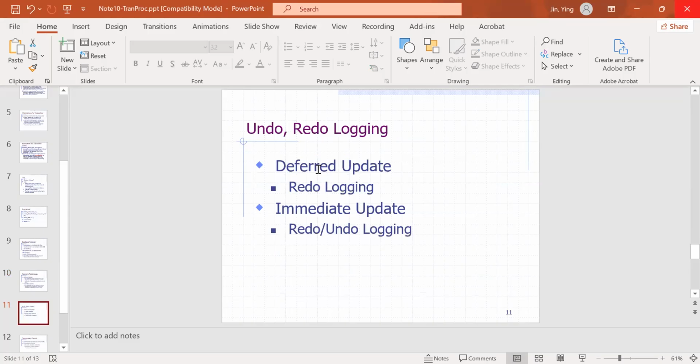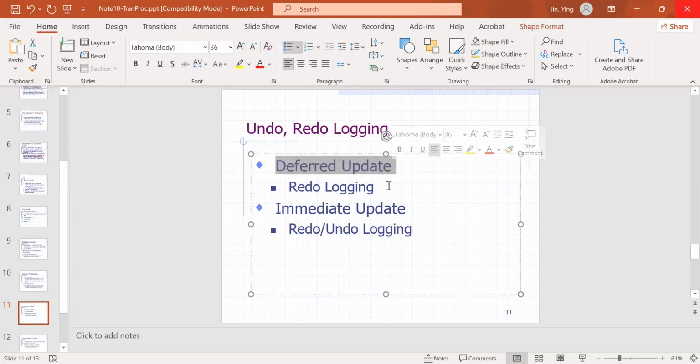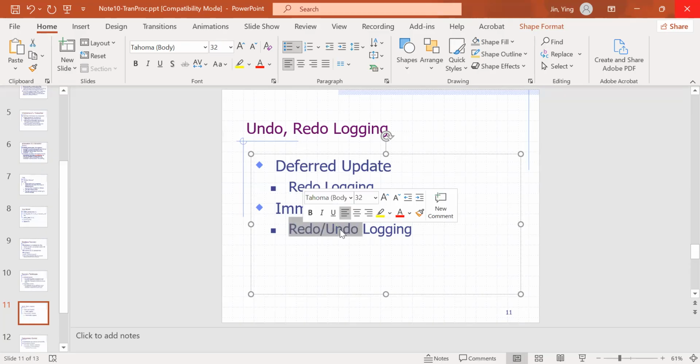Basically, according to the two techniques, there are two logging protocols. One is the protocol related to deferred update. The other is according to the immediate update. In deferred update, we have logging that handles redo operation. For the immediate update, the log allows us to sometimes redo, sometimes undo, depending on the situation. The redo operation takes the new value of the database item that got changed.